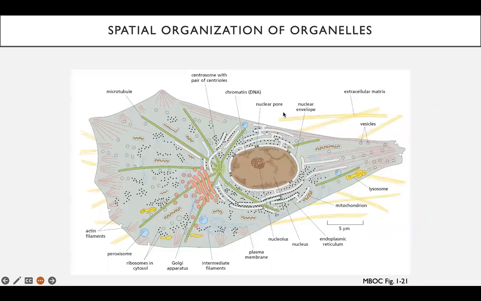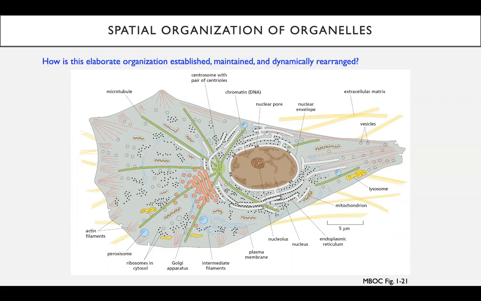when you look at this diagram of a eukaryotic cell from Molecular Biology of the Cell, the eukaryotic cell has this elaborate organization of organelles that are interconnected and placed in certain spots within the cell that can also be dynamically rearranged. And so that creates this question of how is this elaborate organization established, maintained, and dynamically rearranged?